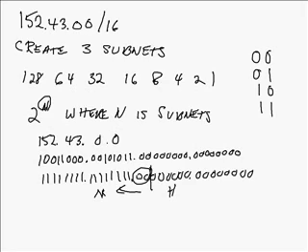Those are your 4 subnets. Well, let's just say, what does 0, 0 mean? Well, 0, 0, 0, right? But what does 0, 1 mean?